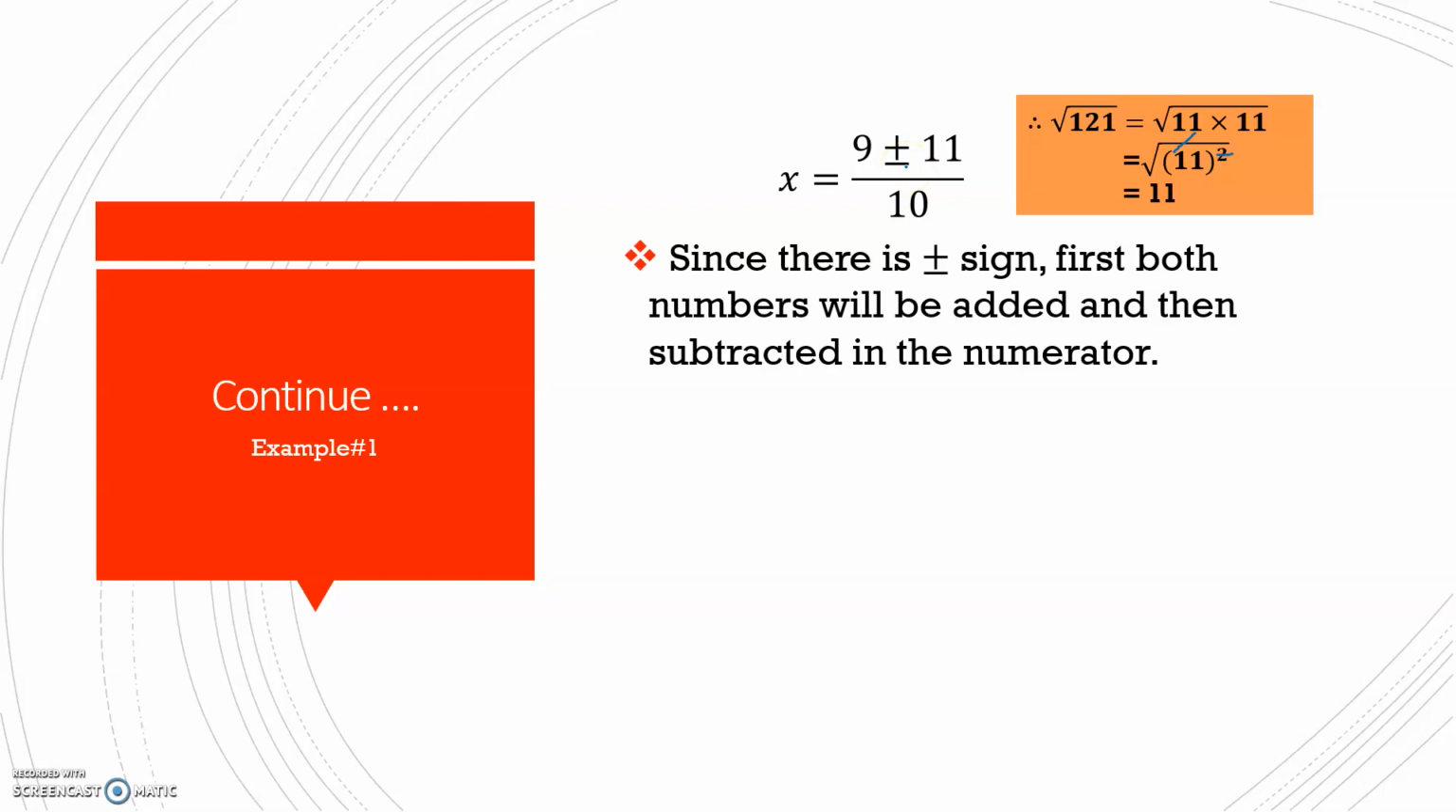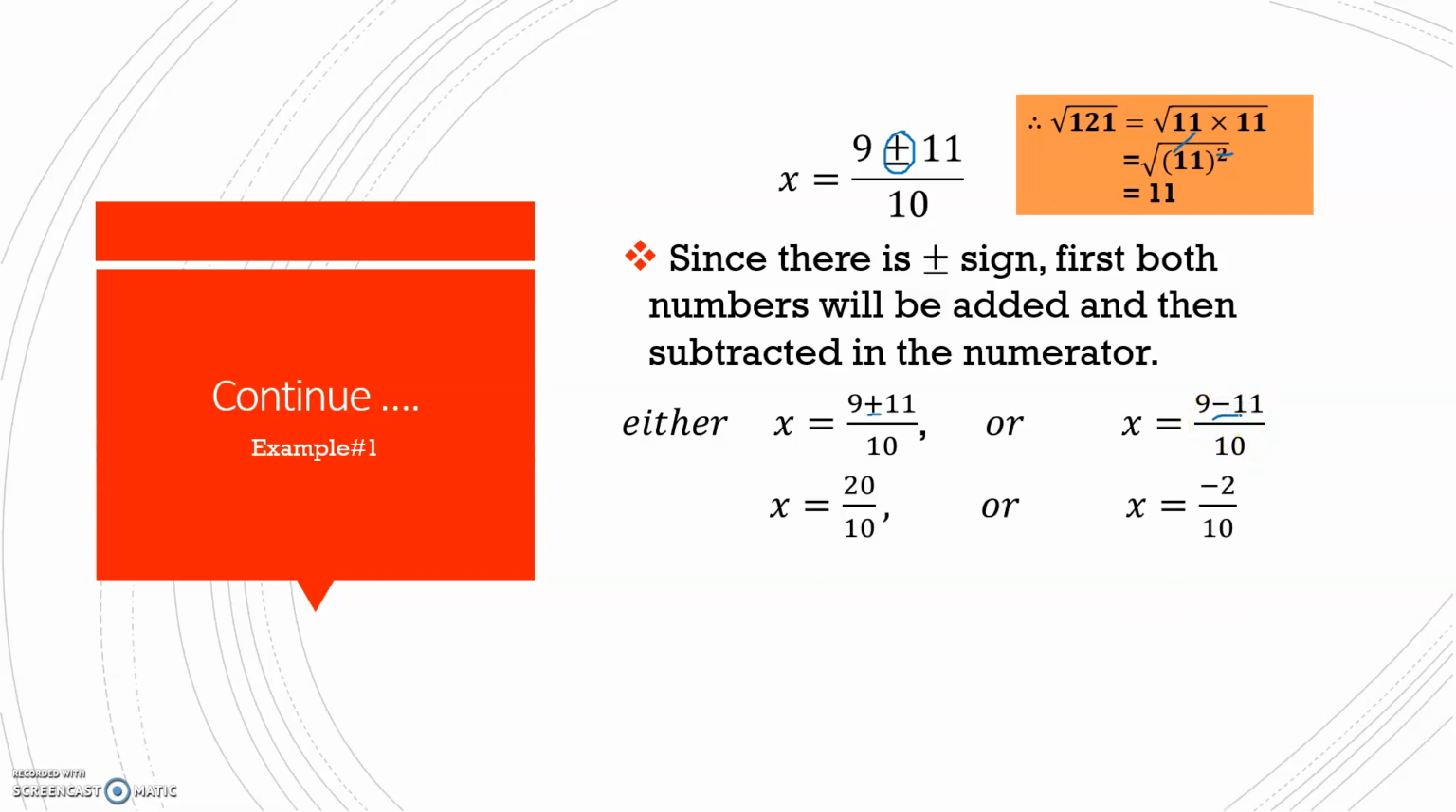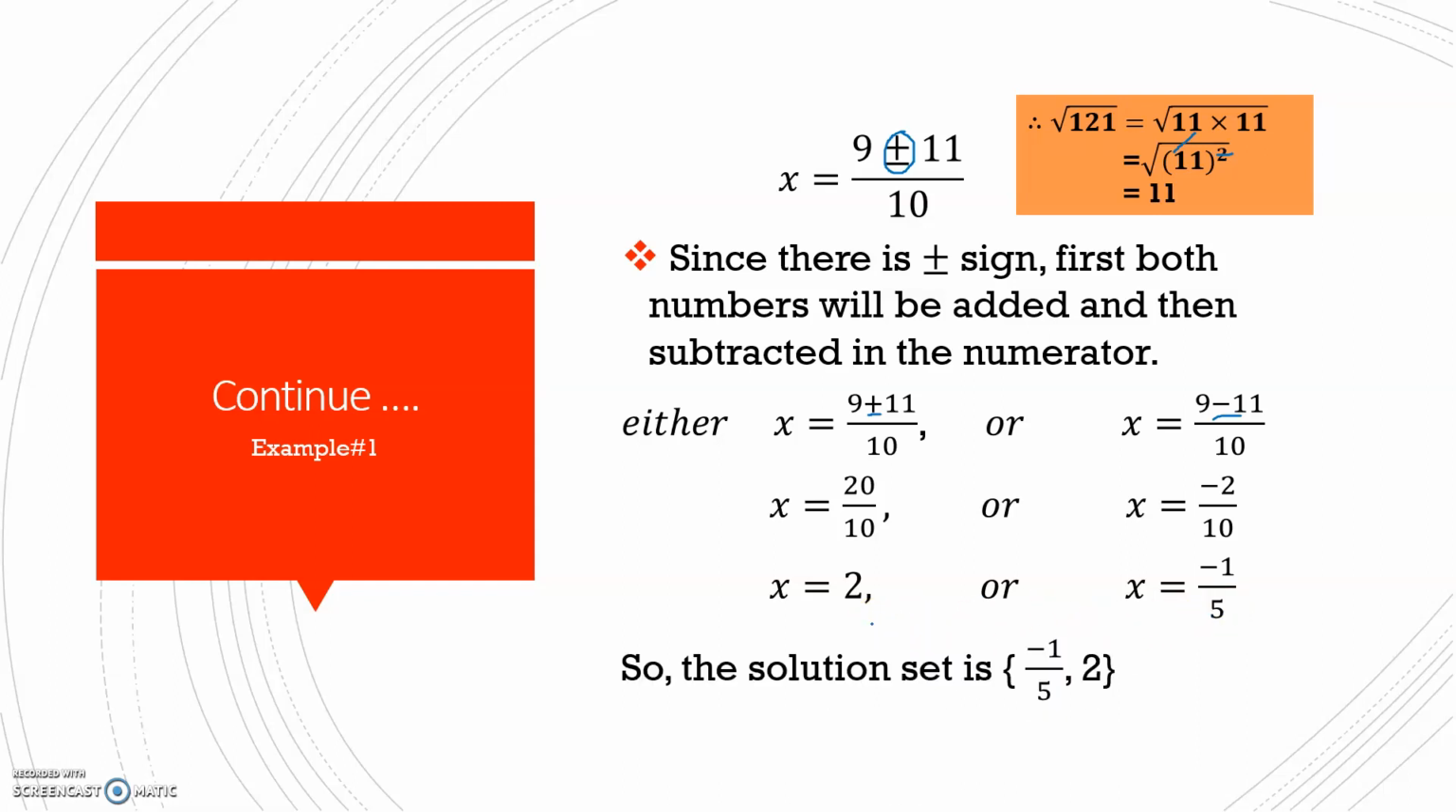Here students, you can notice that we have plus minus sign in the numerator. So these two numbers will be added and subtracted as either x is equal to 9 plus 11 over 10. Here these numbers are added, or x is equal to 9 minus 11 over 10. Here these two numbers are subtracted. So after simplifying, we will get x is equal to 20 over 10 or x is equal to minus 2 over 10. Again simplifying and get x is equal to 2 or x is equal to minus 1 over 5. These are the two roots of the given quadratic equation. So the solution set is minus 1 over 5 comma 2.